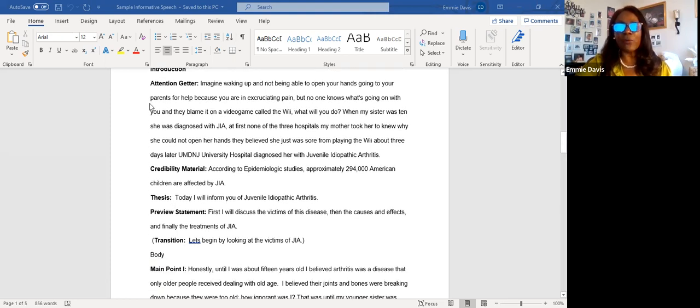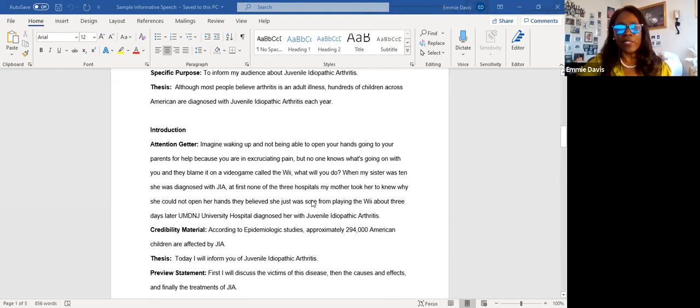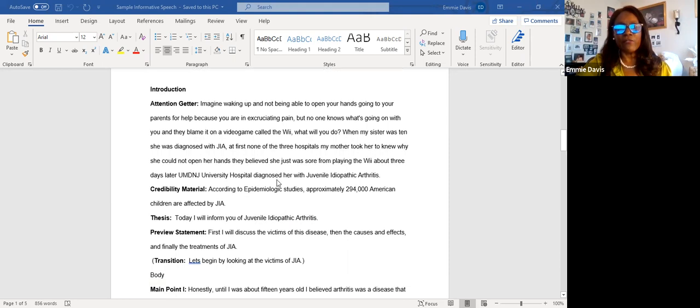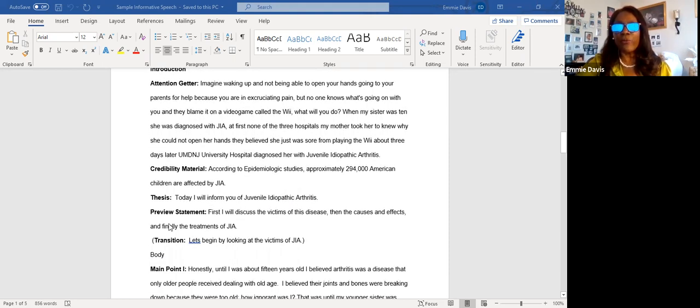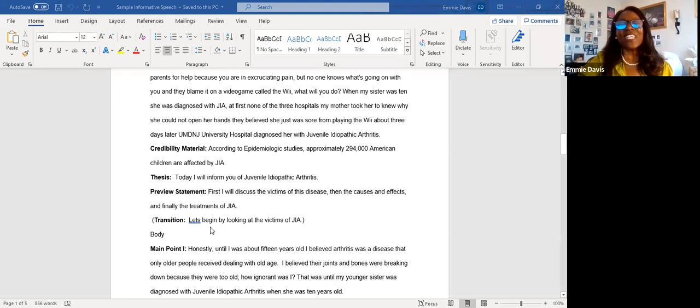Now look at the thesis, how it's different from the top up there. Today I will inform you of juvenile idiopathic arthritis. And here again, remember that thesis? Different from this one. This is announcing it. Preview statement provides a preview of what you can find in the piece. First, I will discuss the victims of this disease, then the causes and effects, and finally, the treatments of JIA. Okay, remember what I told you? 3 things will be included in this. Then the transition. Let's begin by looking at the victims of JIA.